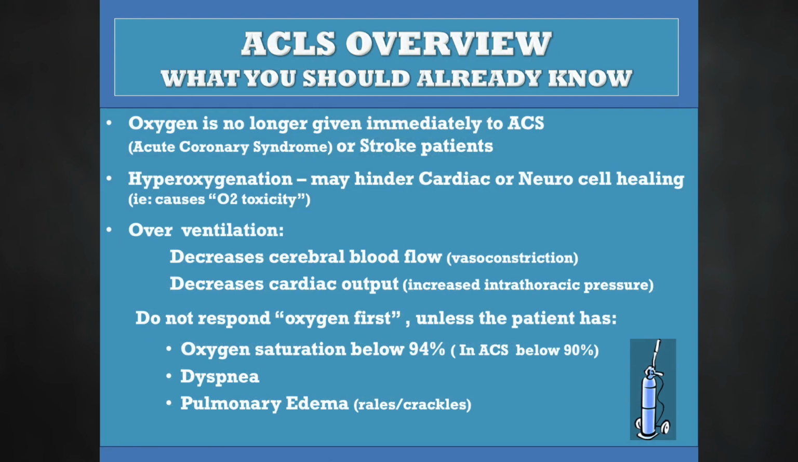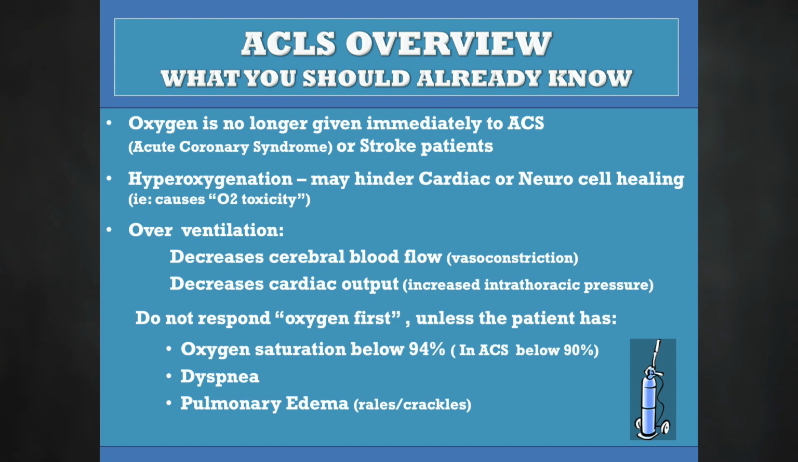So a couple of key points to remember. Oxygen is only given to patients who have a saturation below 94 if they're a stroke, or below 90 to 94 if they're an acute coronary syndrome, or if they complain of shortness of breath, or they have pulmonary congestion or crackles or rales with shortness of breath.